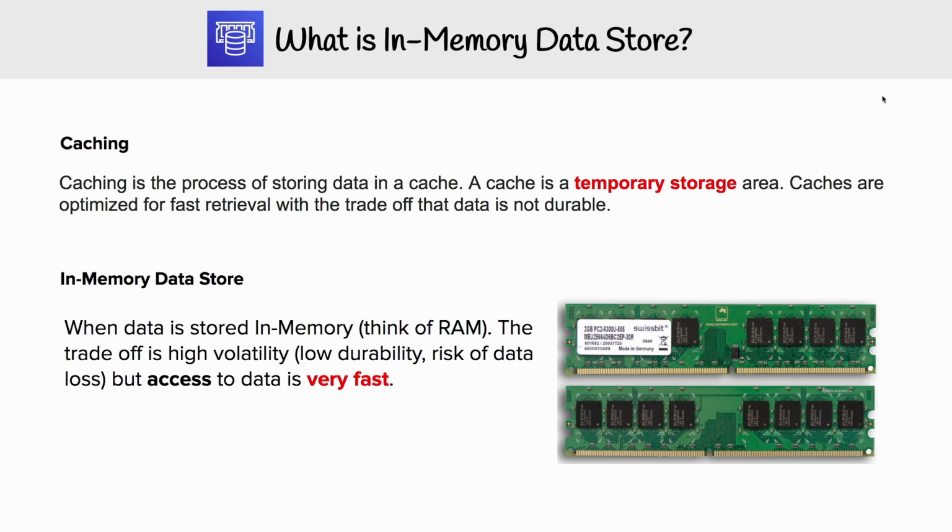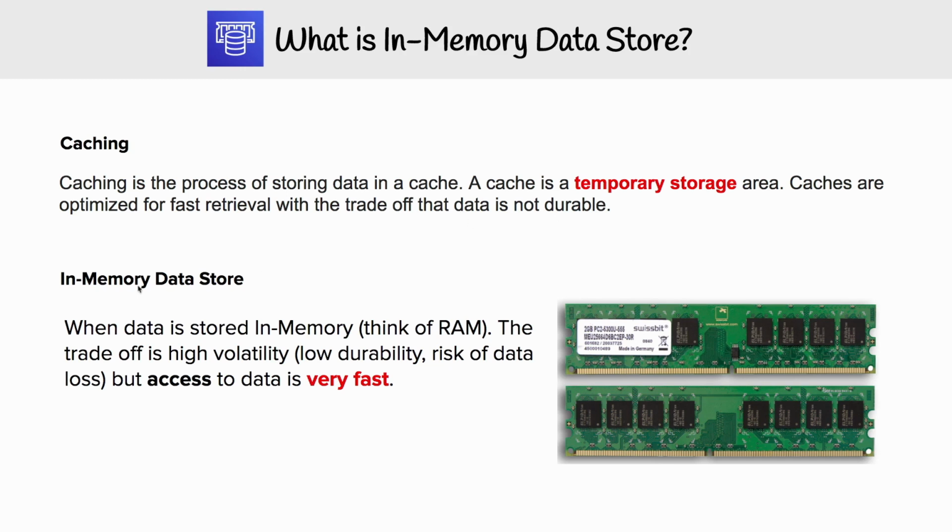So let's start with caching. Caching is the process of storing data in a cache, and a cache is a temporary storage area. Caches are optimized for fast retrieval with the trade-off that data is not durable. And we'll explain what it means when we're saying it's not durable.